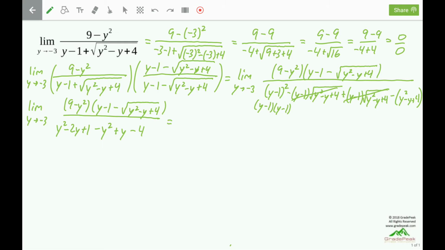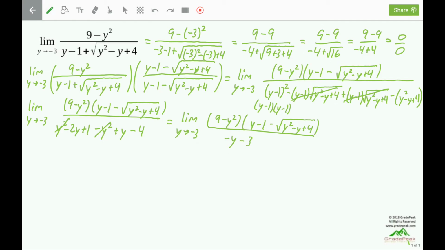Our next step is to combine any like terms that are in the denominator. The numerator we're just going to keep as is for now. So we'll rewrite the entire numerator. In the denominator, the y squared terms will cancel since they are opposite signs of each other. We have a negative 2y plus a y, that's a negative y, and a positive 1 and a negative 4, that's a negative 3.